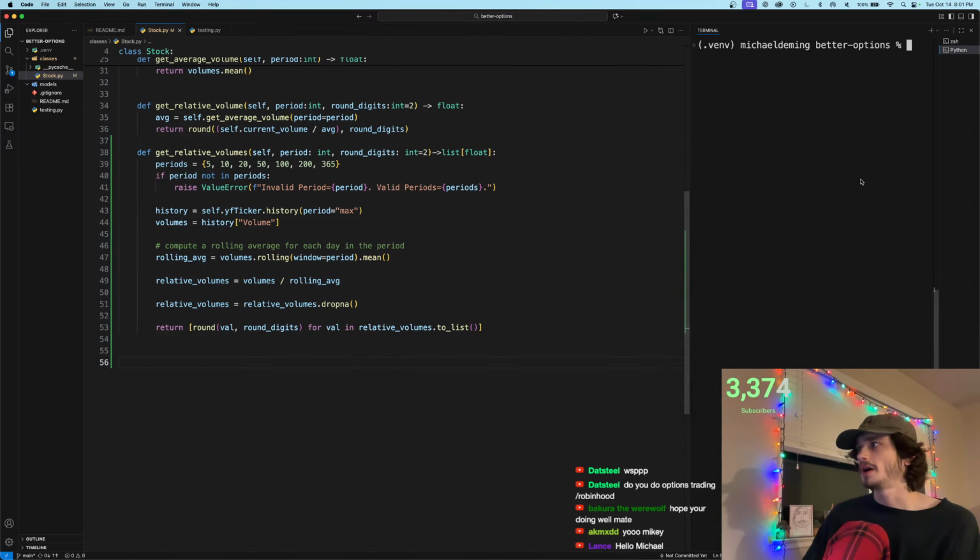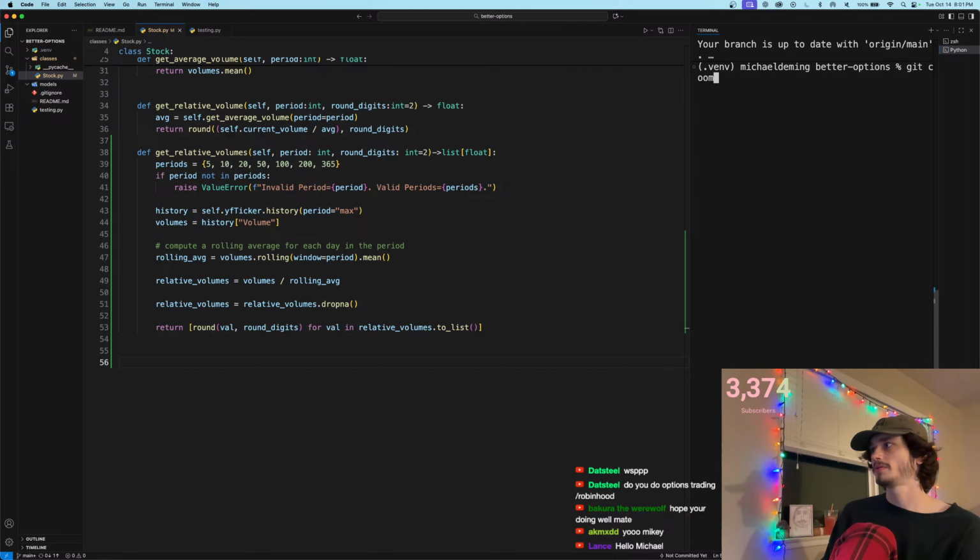So let's go ahead and do git add, git commit. We'll say add relative volumes to stock.